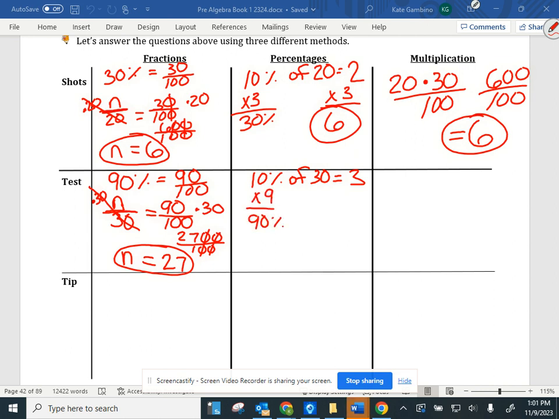So if I multiply the percentage by 9, I need to multiply the other side of our equal sign. I want to balance it out. If I multiply one side by 9, I need to multiply the other side by 9. 3 times 9. So 90% of 30 equals 27.